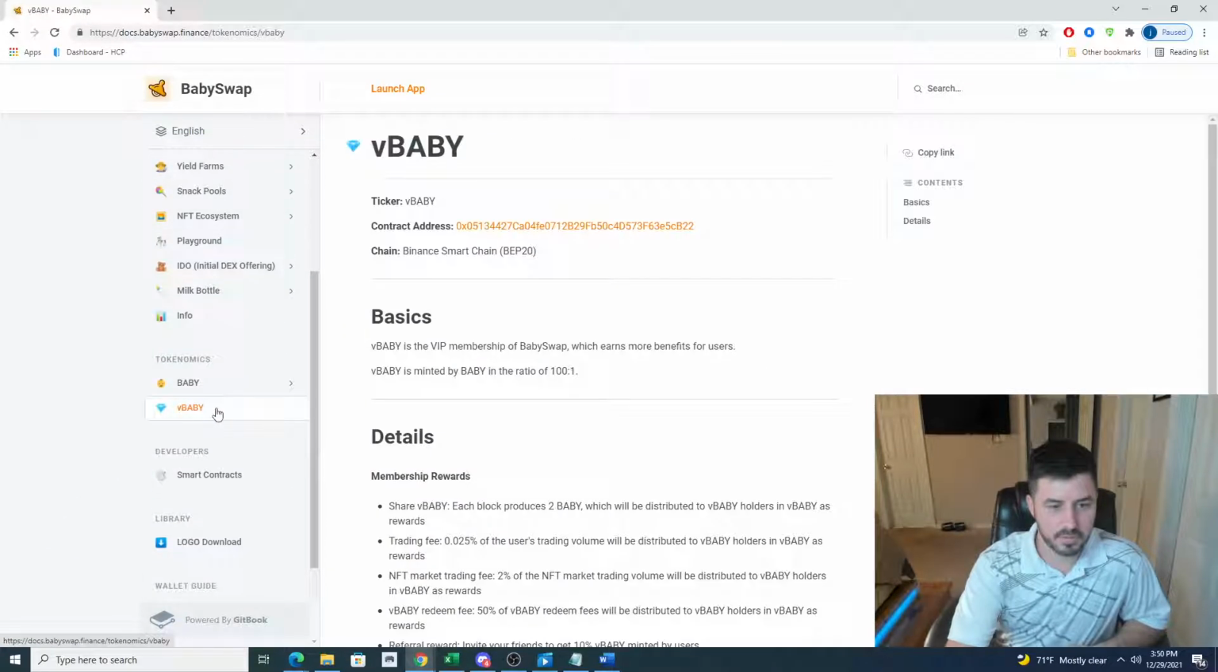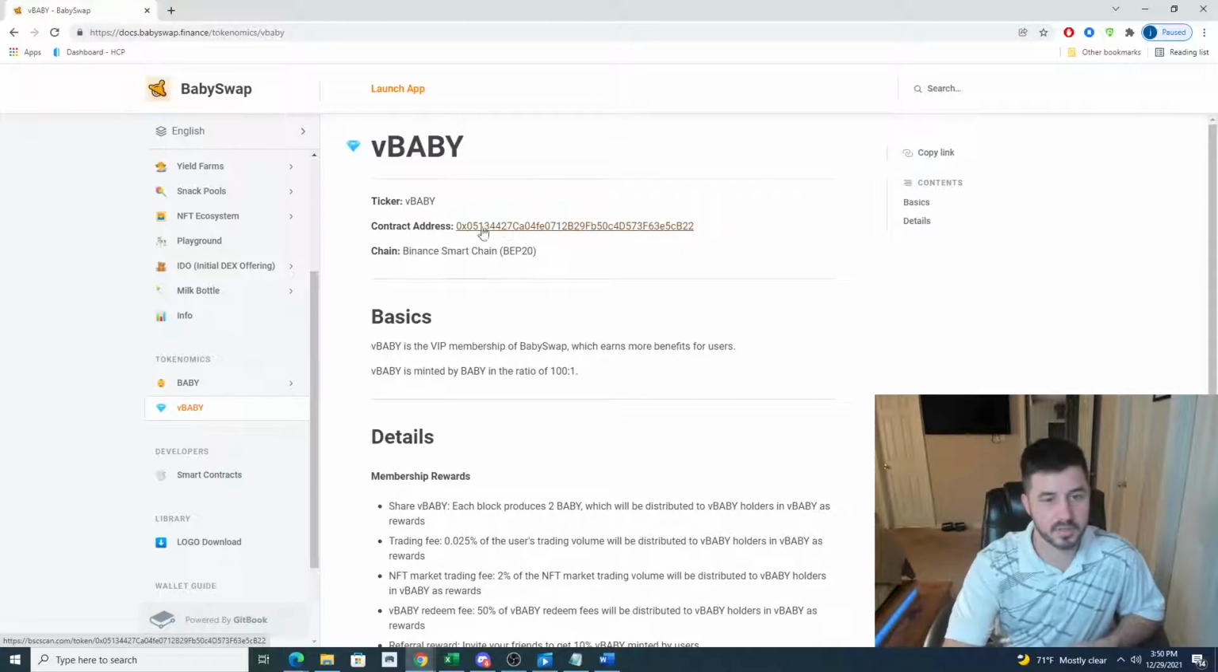and we'll come down here to vBABY. By the way, if you're interested, this is the contract address. It is a BEP20 smart chain token. It's a very fast, cheap token. It doesn't have a lot of fees as compared to some other blockchains.